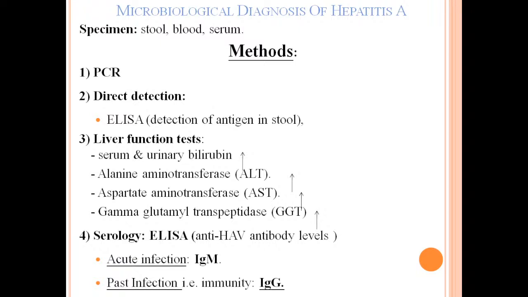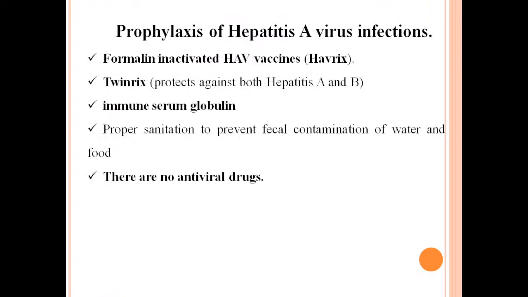Serological tests are used for detection of anti-hepatitis A antibodies. In acute infection, IgM is detected. You remember that IgM is detected in acute infection. In past infection, when the patient has immunity or was vaccinated earlier, we can detect IgG. We may use ELISA for detection of these antibodies.